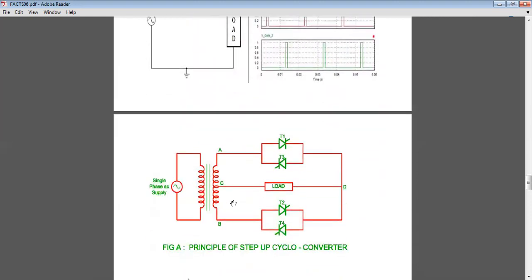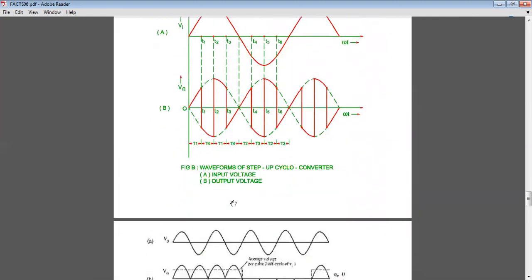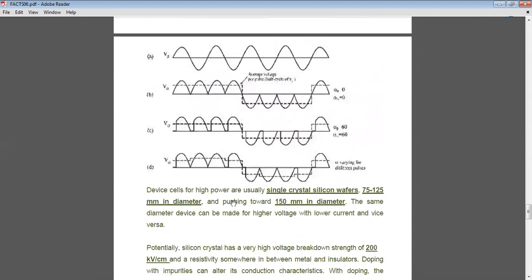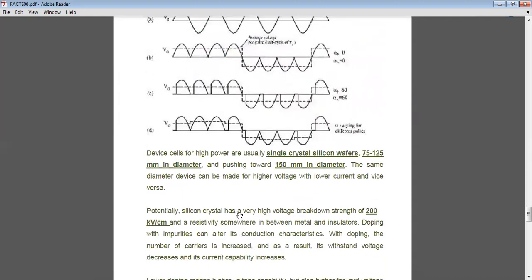Then last class I left that, that is the voltage and current rating. We will discuss that one, and we'll close today's class. Let's see the current and voltage rating of the thyristor.